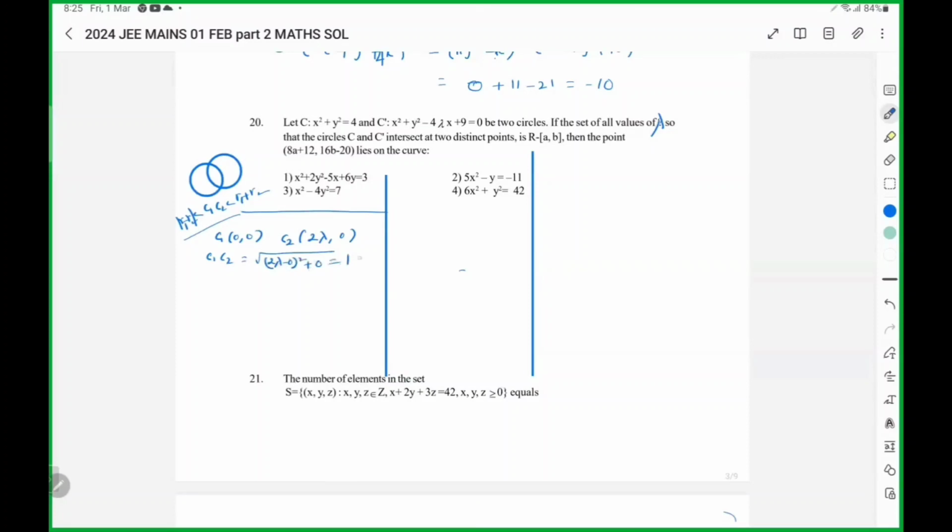which is root x square, that is mod x. So the condition here: R1 will be 2, R2 is root of 4 lambda square minus 9. So mod of 2 minus root of 4 lambda square minus 9 is less than mod 2 lambda, which is less than R1 plus R2. Here all are positive, so we can square it.